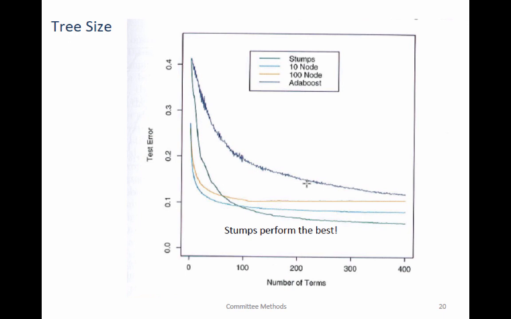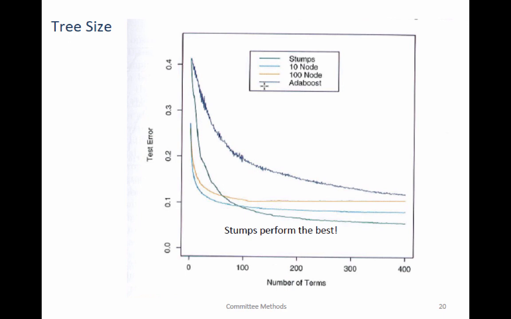This is just to give an impression here. This is taken from the Elements of Statistical Learning, and they just kind of show in terms of the error when you're boosting with trees of different sizes. Okay, so here we have stumps, which is the simplest tree. J is equal to 2. Here we have a 10 node tree. Here we have a 100 node tree. And here we have AdaBoost, which was the first boosting method that we talked about.